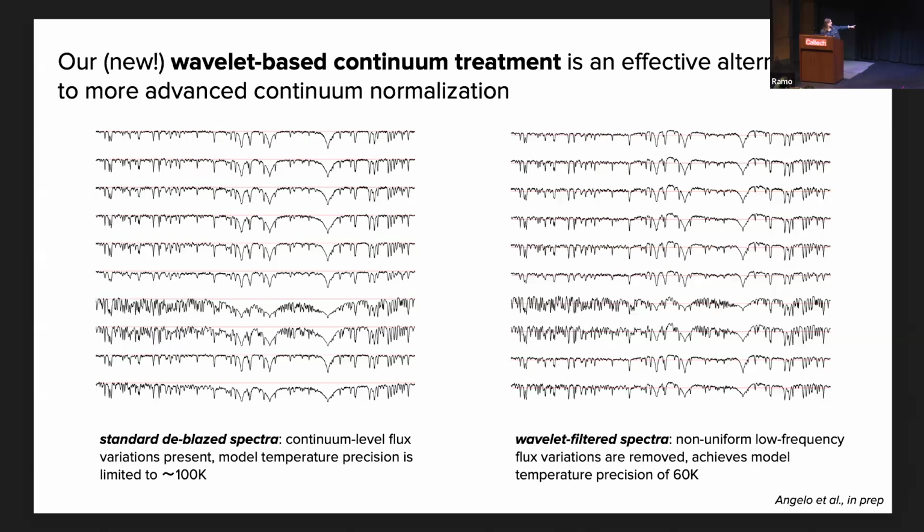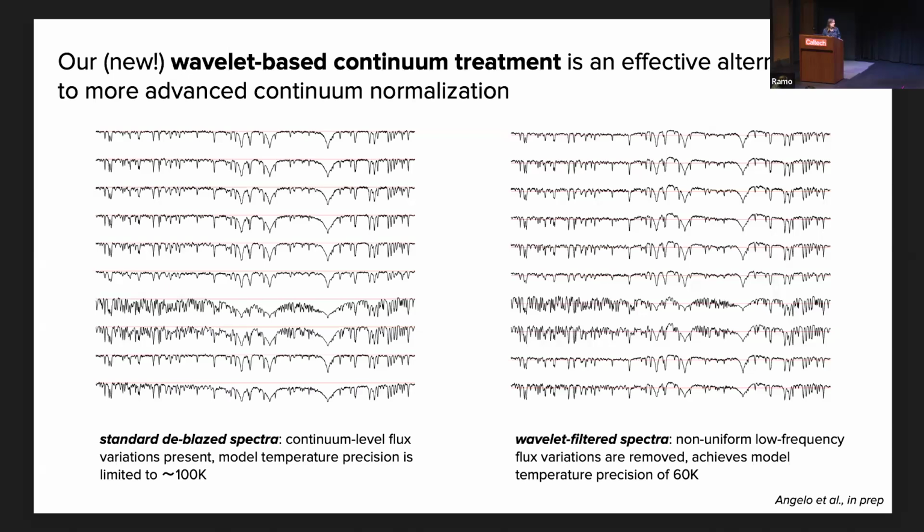And so you can see here on the left, we started with these deblazed spectra from high-res, and while they look continuum normalized, I would point to this part between the two deep features on the right. You can see that they deviate from the line of unity to different degrees for each of these spectra. This is basically just something that happens because of the instrumentals. It's not due to the physical properties of the star. And so this was limiting our model precision. We were only able to infer stellar temperatures to about 100 Kelvin, and we wanted to go further than that. So we developed this new approach to continuum normalization called wavelet-based filtering that I'll describe in the next slide.